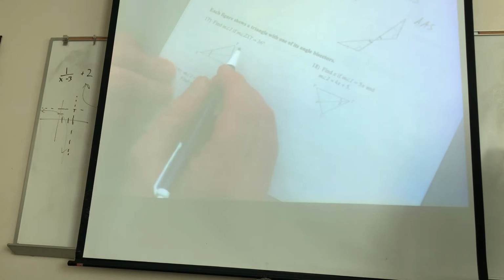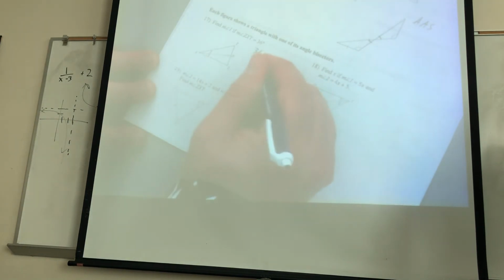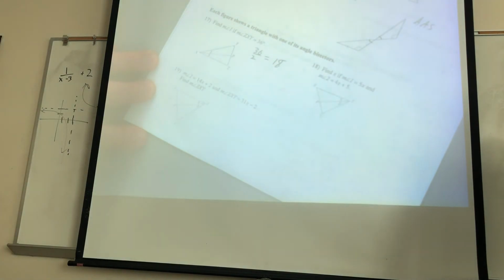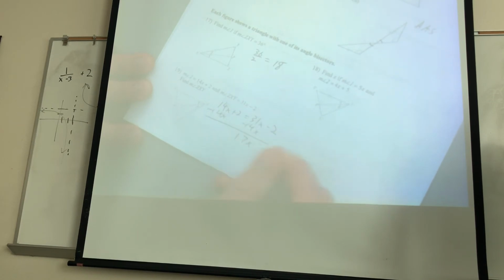An angle bisector cuts the angle in half. So this one gives us ZXY, that's the whole thing. Each part is going to be half. 36 divided by 2 is 18. Okay, they give us these two angles. They tell us that it's angle 1 and angle 2. If we know it's a bisector, they're going to be equal. 14x plus 2 equals 31x minus 2. Subtract 14x. That's going to be 17x. We had 2 is equal to 4.